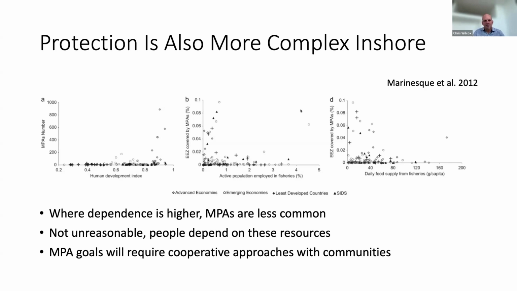And it's not an unreasonable thing, right? If people depend on these resources for both their livelihoods and their food, basically closing off access is going to be harder. I think what this means is that if we're pursuing goals like 30 by 30, so 30% of the world's oceans in protected areas by 2030, we're going to need more cooperative approaches with the communities that are living in these areas and utilizing these resources than people have typically thought of.